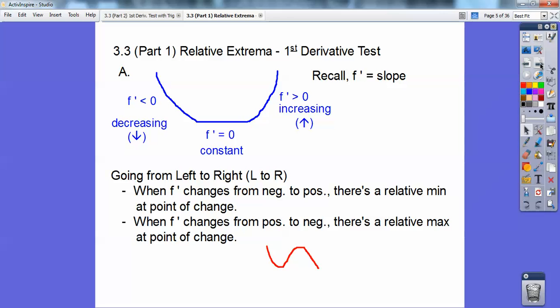All right, I'll show you a quick little picture in just a second. So when f prime changes from positive to negative, you're going to get a relative max. So here's negative. Let's see how the slope is going down, negative, and then to positive. So there's a relative min right here. And where the slope is going positive and it changes to negative, there's going to be a relative max right there. Alrighty, pretty simple, right?